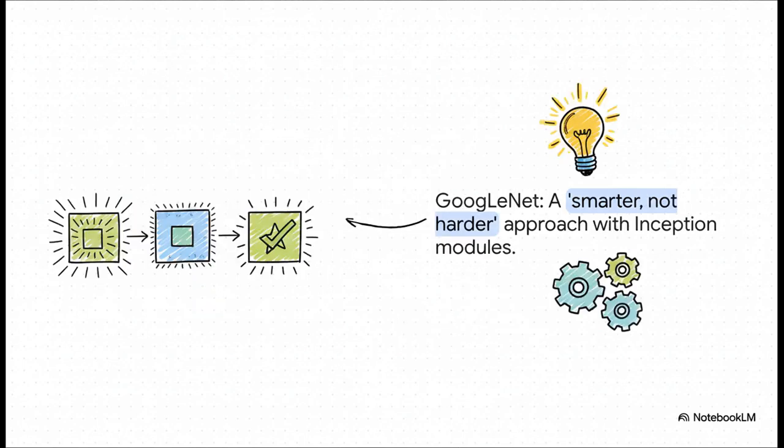Their motto was basically smarter, not harder. So instead of just stacking layers endlessly, they created these really clever things called inception modules. Think of it like this. These modules would look at the image using different sized filters all at the same time, in parallel, and then cherry pick the most useful features to pass on. And the result? A much, much more computationally efficient design.